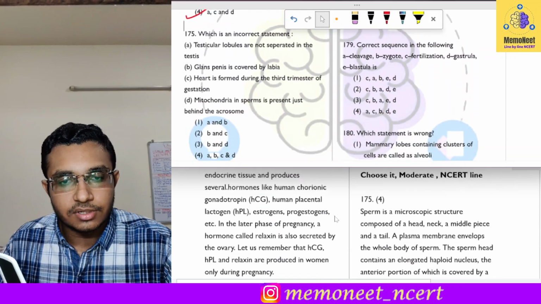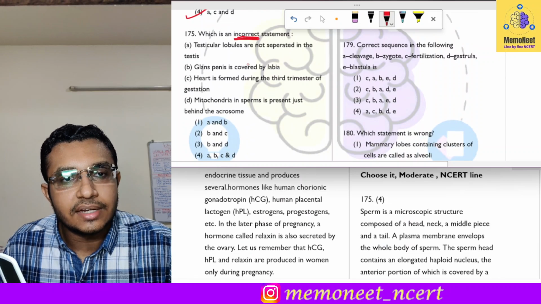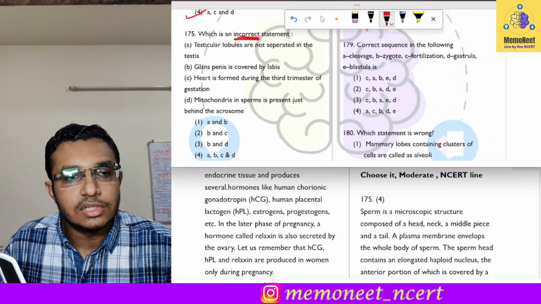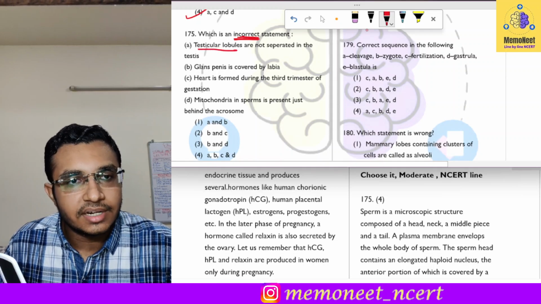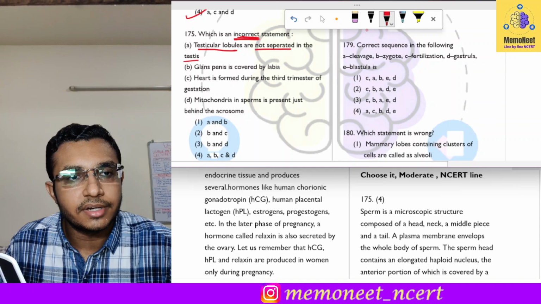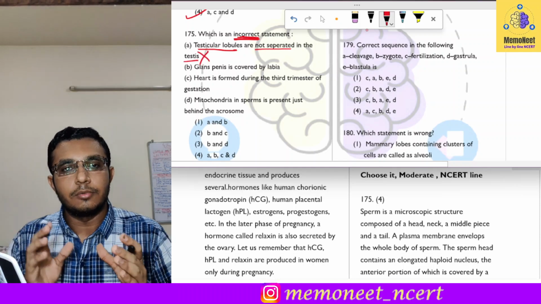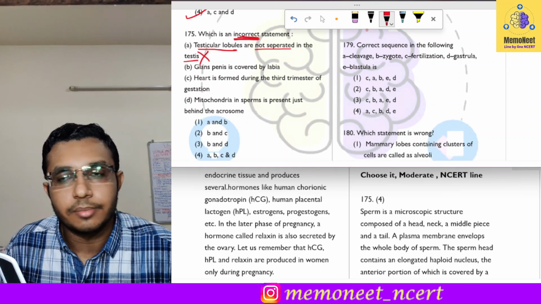The next question is question number 175. It states which is an incorrect statement. We have to find the incorrect statement among these four statements. Let us see them one by one. The first statement is testicular lobules are not separated in the testis. No, this statement is incorrect, because the testicular lobules are separated by forming segments. So this statement is incorrect.